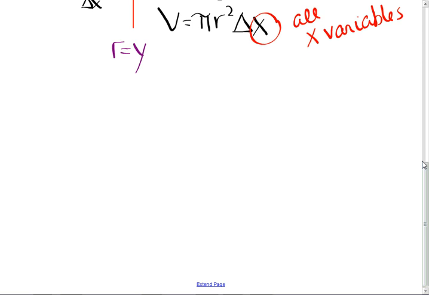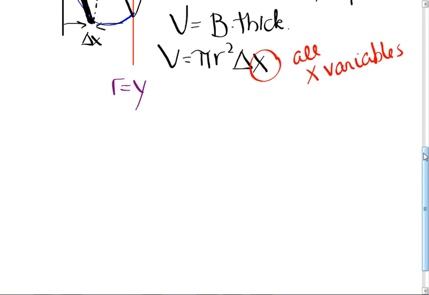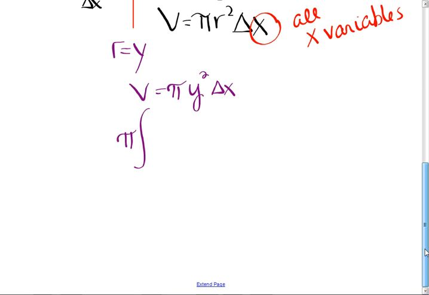Okay, so I'm going to set this up. The volume equals pi y squared, and that's going to be delta x. I will integrate that, and I'll pull the pi out in front. And yesterday, guess what you guys forgot? You forgot to bring the pi. So don't forget pi. And then it's y squared, and it's dx.